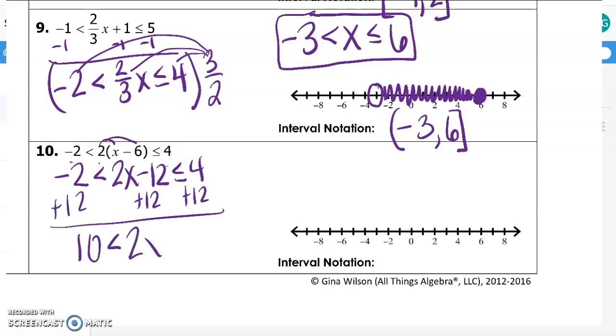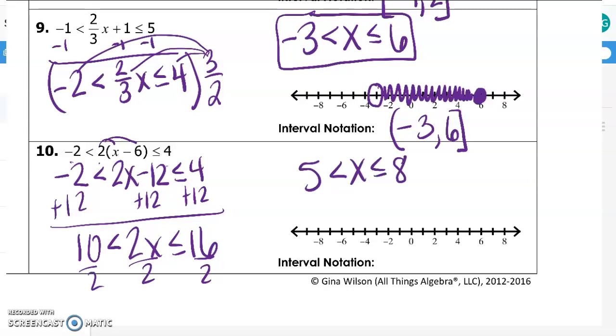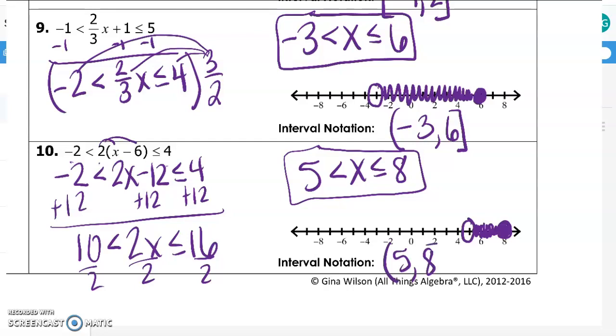10 is less than 2x is less than or equal to 16. Divide by 2. 5 is less than x less than or equal to 8. So there's your final answer. 5 is an open circle, 8 is a closed circle. We shade in the middle. Your interval notation would have 5, 8. 5 is open, so parenthesis, 8 is closed, so a bracket.